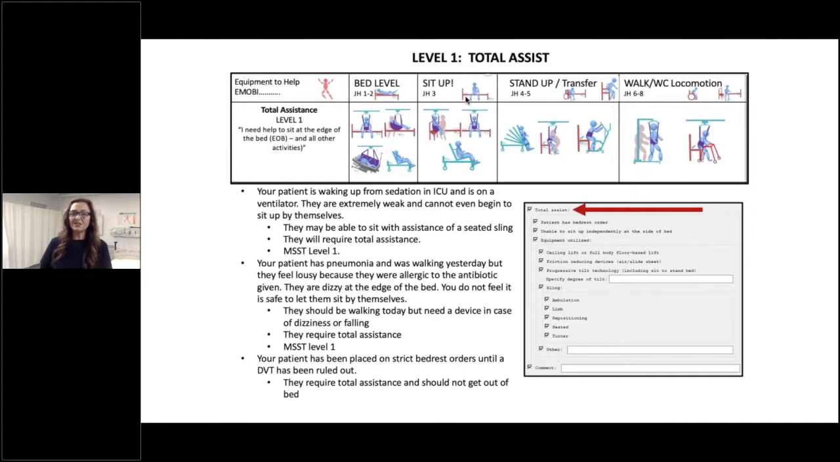Your patient has been placed on strict bed rest orders until a DVT has been ruled out. For this patient, your goal is bed level activity. You are not going to want to try and having them sit up, stand up, or walk. Their goal is bed activity. They're level 1 and require total assistance, and you're going to use one of the pieces of equipment in that first column.